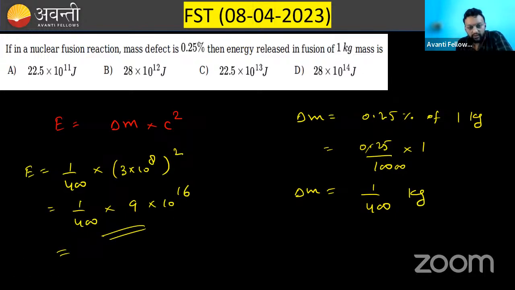Let's do it. If I cancel these two zeros, the value of C is a constant. It's a constant if we take it as 3 into 10 raised to the power 8. It's the constant speed of light. Okay, have you calculated it? If I cancel out these two zeros, the power will remain 14. So if I divide 9 by 4, that will be 4 into 2, 8. Remaining is 1. So again 2.